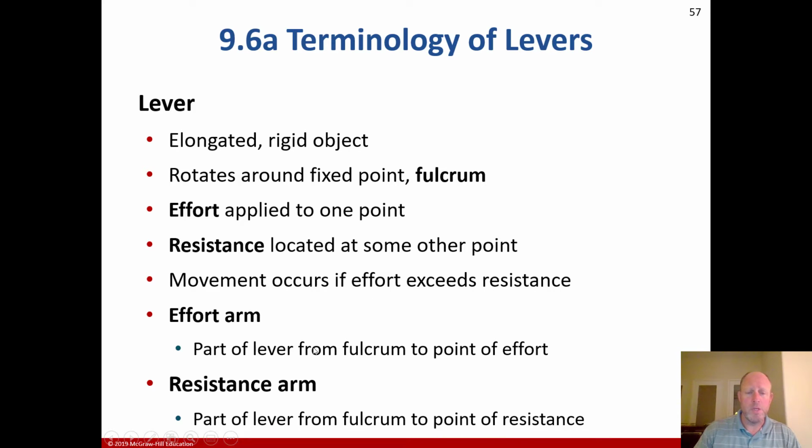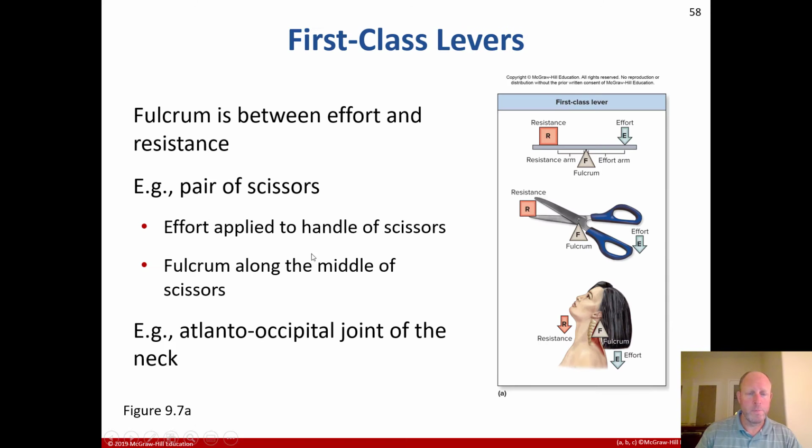The effort arm is basically the distance from the fulcrum, the joint, to wherever the effort attachment point is, which technically is the insertion point of the muscle. And the resistance arm is basically the part of the lever from the fulcrum to the point of the resistance, so wherever the load is applied. If it's your arm, or if there's a dumbbell in your hand, that would be the resistance. The distance from the resistance to the joint is the resistance arm, and from the effort or muscular attachment to the joint is the effort arm.